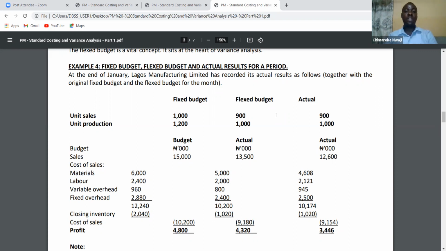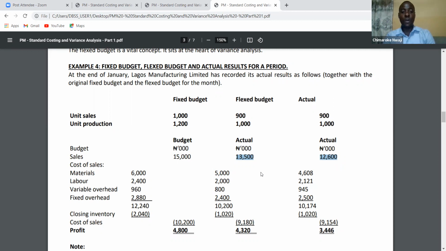So can you now see how these three are given here? The fixed budget, the flex budget, and the actual result. So you can see that the sales revenue can be compared fairly. 13,500,000 versus 12,600,000. What is the difference? What causes that difference? You cannot explain. The same thing with the other lines: materials, labor, and others.